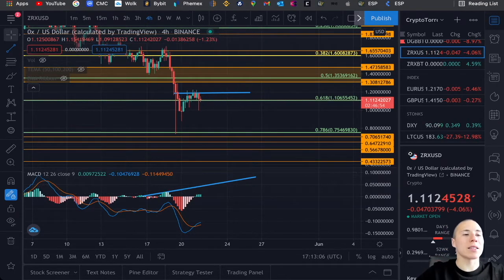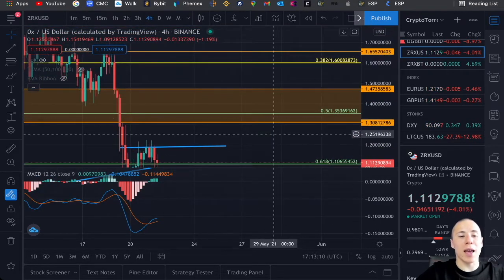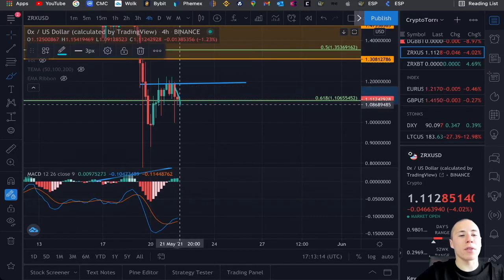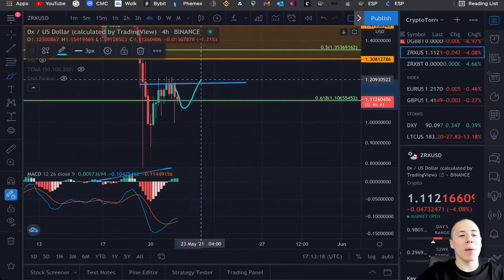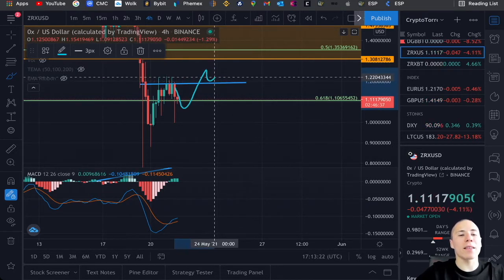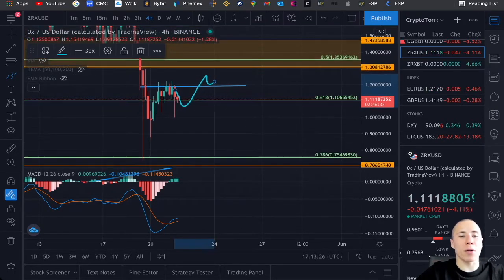And I think that this is very, very important for ZRX, to be able to maybe right now go just a little tad further down, and after that break all the way up above the neckline of this W pattern and have enough strength to break up inside of the orange box.